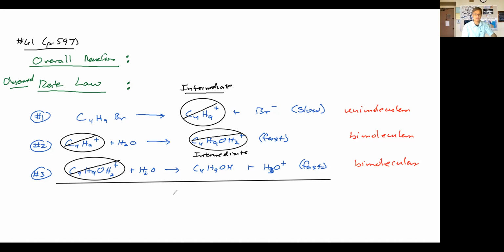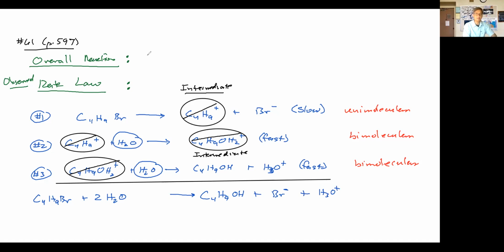With that said, let's write down what is left over. On the left-hand side of the arrow, we have C4H9Br and two waters, two H2Os: one water here and another water here. On the right-hand side, we will have C4H9OH plus Br minus plus H3O plus. And that, folks, will be our overall reaction. That's as simple as it gets.